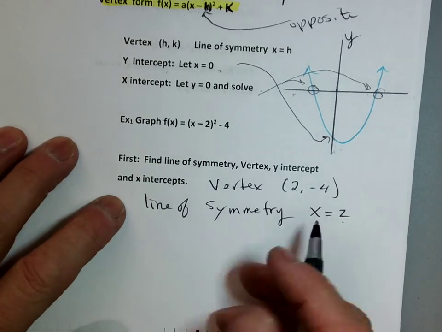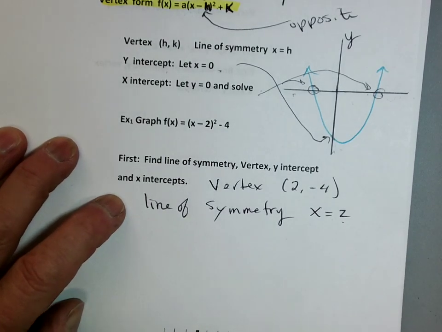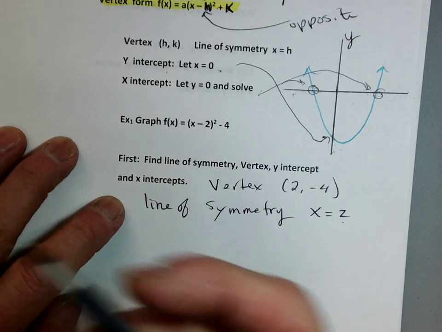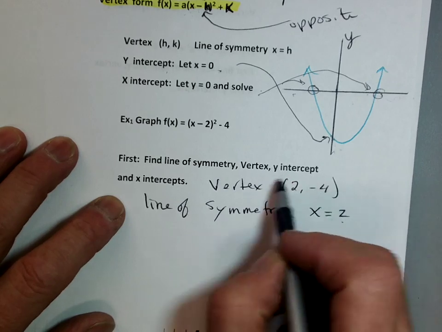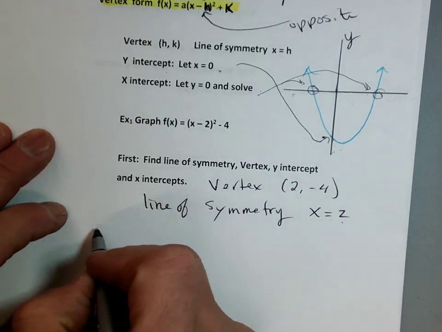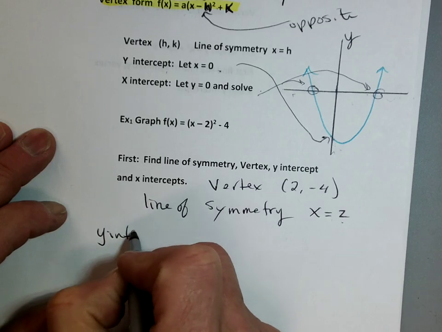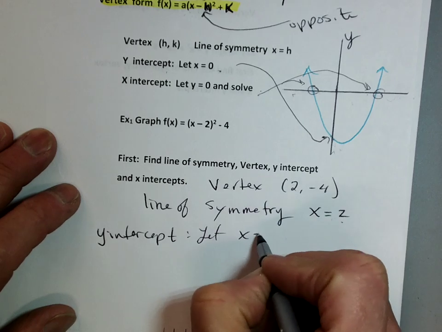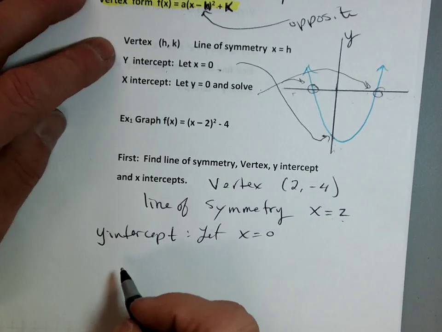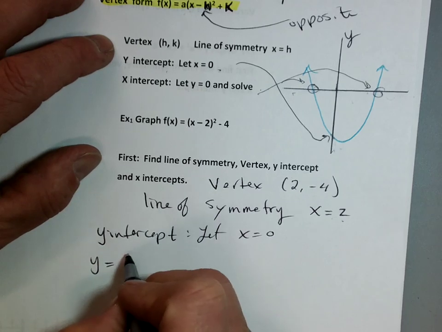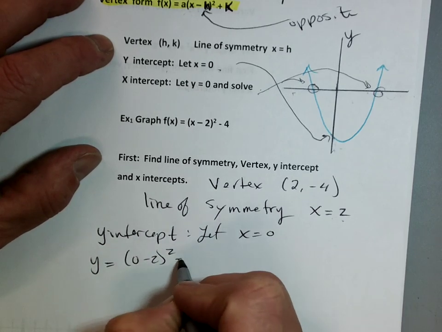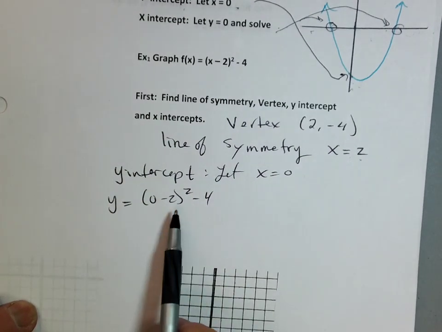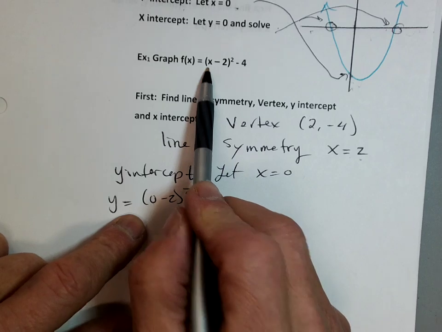Now, the y-intercept, I can get the y-intercept by graphing it, but I want to do it by using the math because graphing doesn't always work, but the math always works. So if I want the y-intercept, we're just going to let x equal 0. That's going to be y equals (0 minus 2) squared minus 4. So I'm going to let x equal 0. I just plug 0 in for x, and I'm just going to solve, okay?